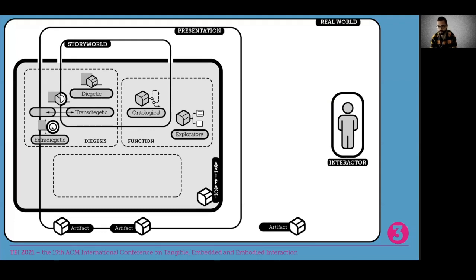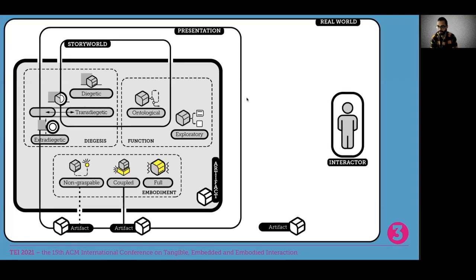Then we have the function of the artifact. If it's ontological, it means that the artifact has a real impact on the story world and can change the plot, for instance. And exploratory artifacts, which allow the interactor just simply to explore different paths, but it does not have an impact on the plot of the story.